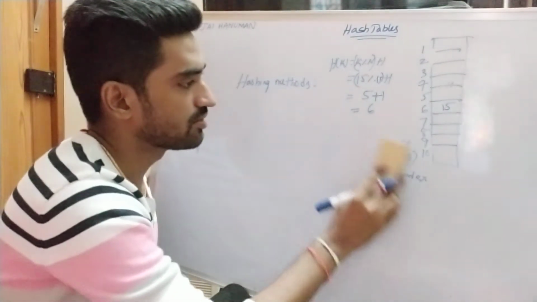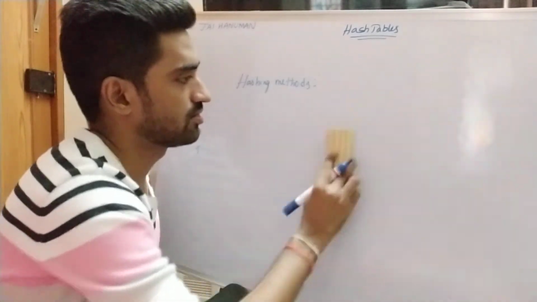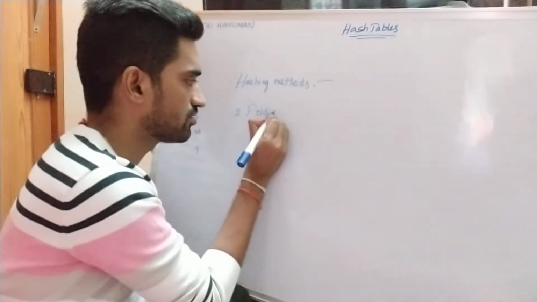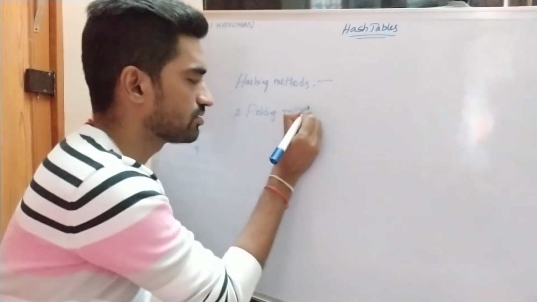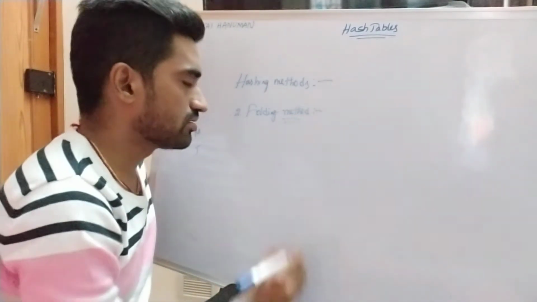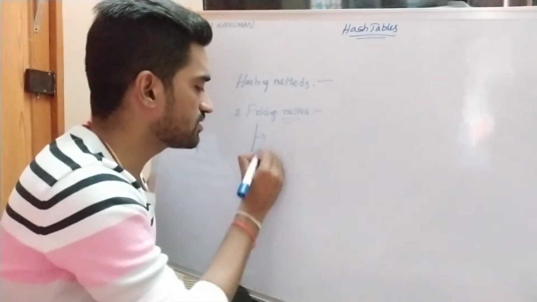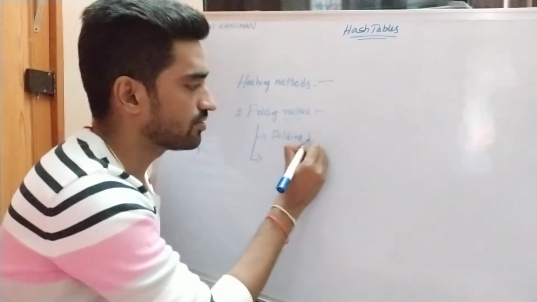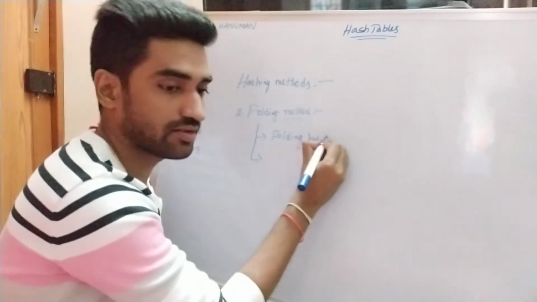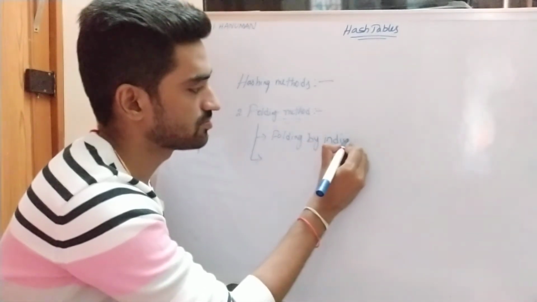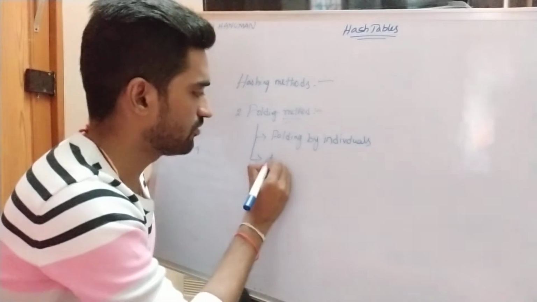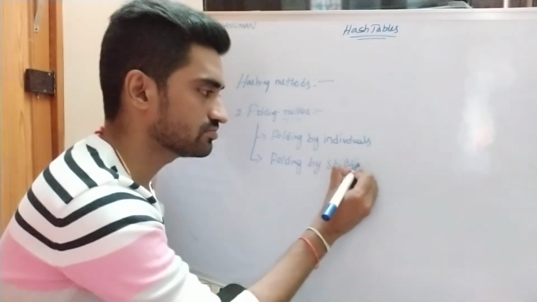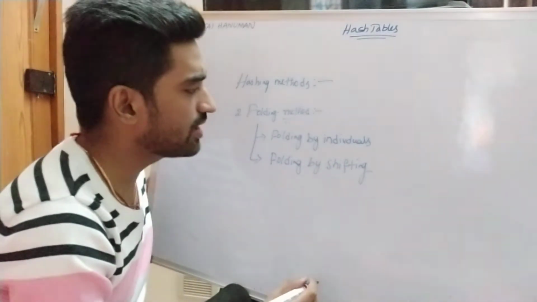Folding method. Here there are two types of methods in the folding method: folding by individuals and folding by shifting. So first, folding by individuals.